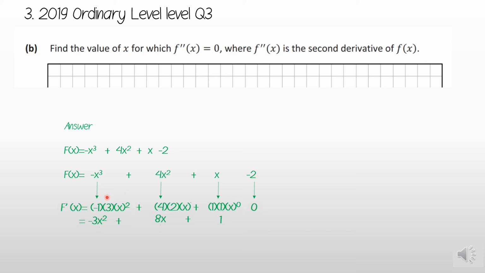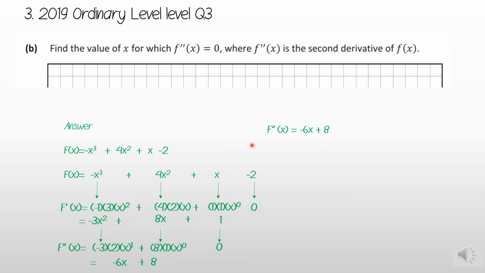So when we have that, now we have f dash. Remember, we're trying to get f double dash. So we do this again. We do the same procedure, but now we're doing it on f dash, to get f double dash. That one turns into minus 3 by 2 by x, and then that will turn into minus 6x. 8x will turn into 8, and then 1, remember it doesn't have an x, it turns into 0. So now we have f double dash is minus 6x plus 8.